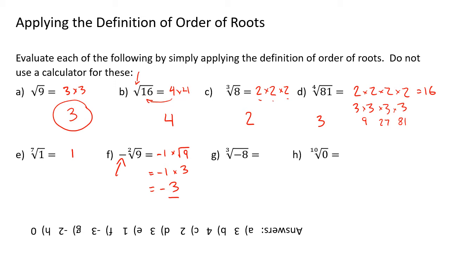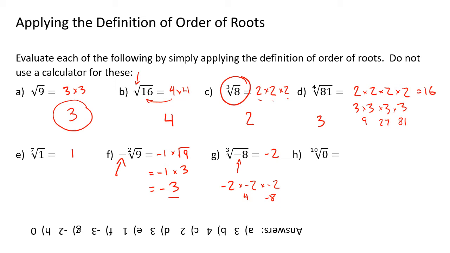Now, in item G, it's different. The negative is within the root sign. So we have the cube root of negative 8. Well, we know what the cube root of 8 is. It's 2. So my first instinct is to think, could this be negative 2? If it is, that means it'd be negative 2 times negative 2 times negative 2. Negative 2 times negative 2 is positive 4, times negative 2 is negative 8. So it works. The cube root here must be negative 2.